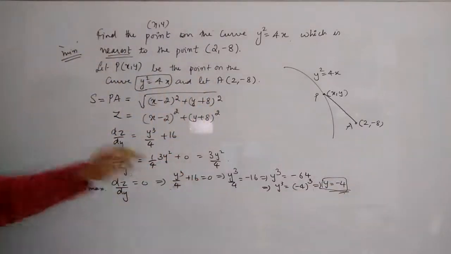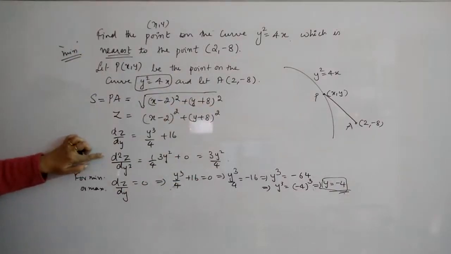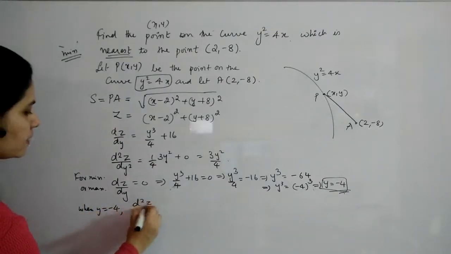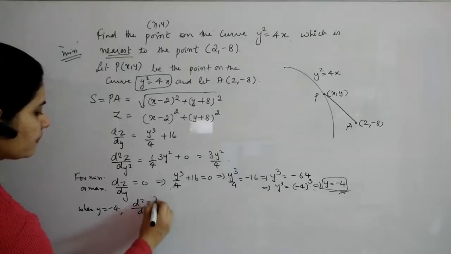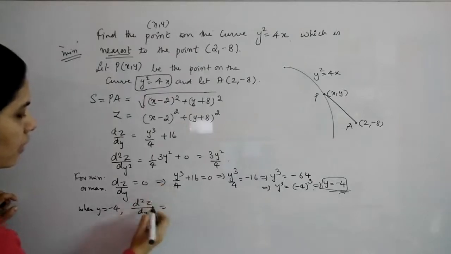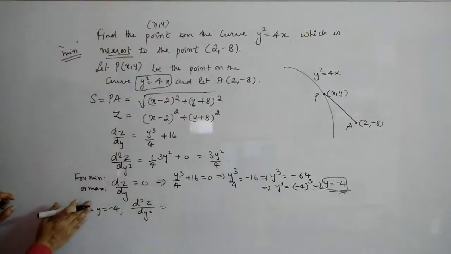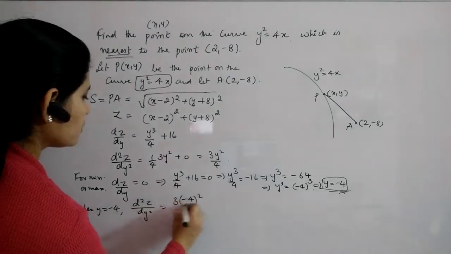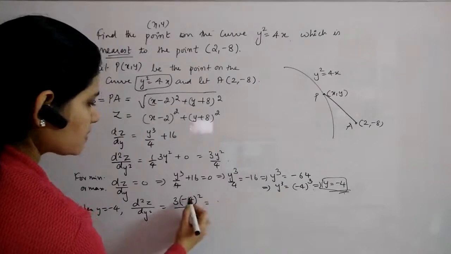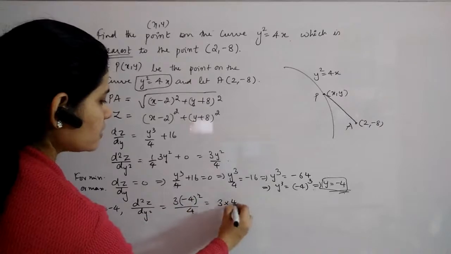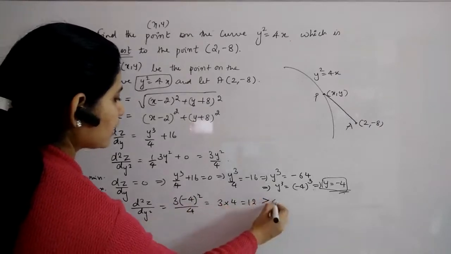To check whether this point is a minimum or maximum, we use the second derivative. When y is equal to minus 4, the second derivative d square z by dy square will become, already I have written it, so I need not write it again, or else you can just use this. Here you will have 3 into (minus 4) whole square by 4. This will become positive. 3 into 4 square, the 4 gets cancelled. So 3 into 4, which is 12. That is greater than 0.